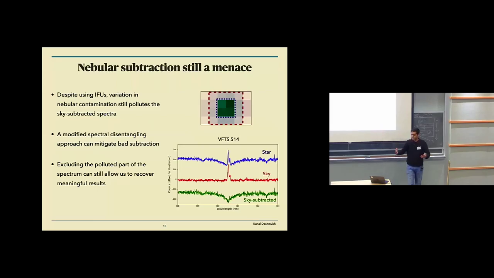And it turns out it doesn't matter how close we go, this is going to be a problem. Now, fortunately, we have been working on modifying our spectral disentangling approach, where we exclude this region by deweighting it while disentangling the spectra, and then we can still get some meaningful idea about what these are doing.